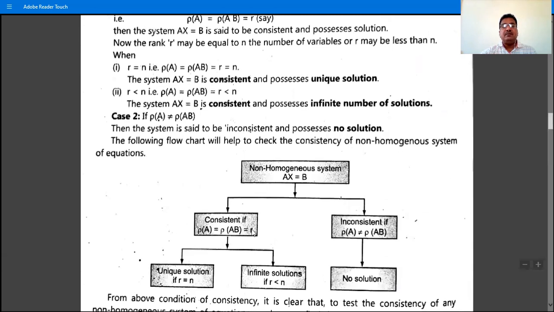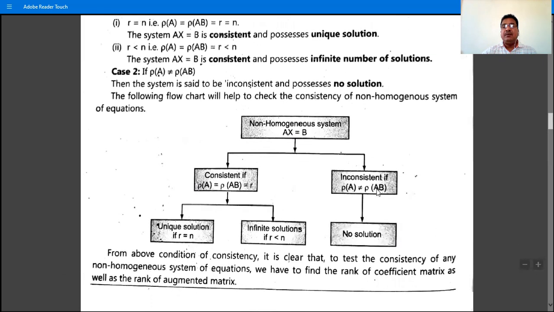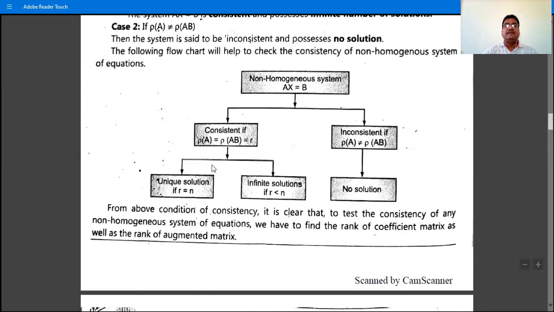Now, when is a non-homogeneous system consistent? If the rank of A and the rank of [A | B] are both the same, and suppose it is equal to r, then the non-homogeneous system Ax = B is consistent. This is the notation for rank of A: rank(A). And if the rank of A and the rank of [A | B] are not equal, then the non-homogeneous system is inconsistent.